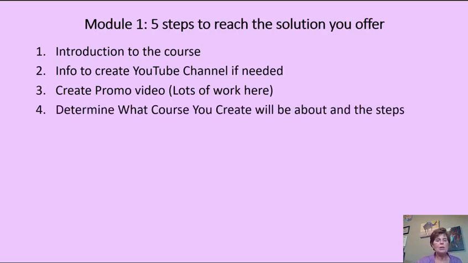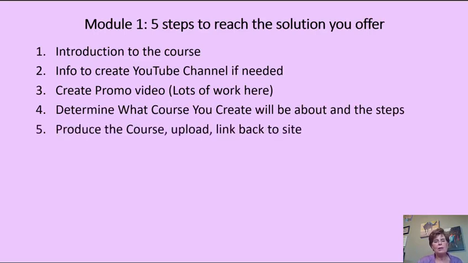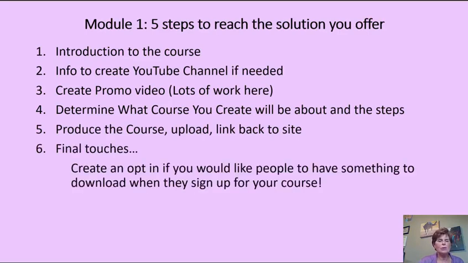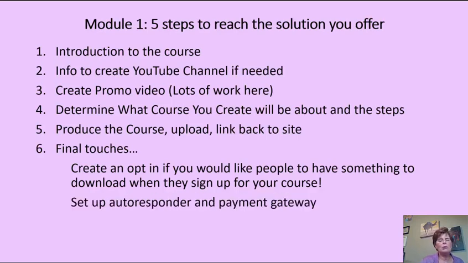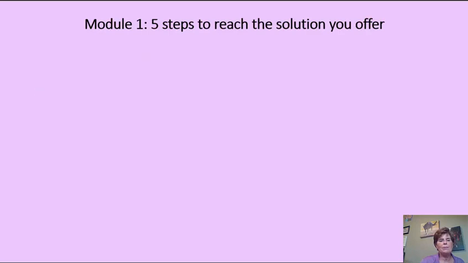And then you need to determine what course you'll create and what it'll be about and the steps. And then, of course, you need to produce the course, upload it, and link it back to your site. And then the final thoughts, so it's 6 modules. And I guess the introduction, I didn't really count as a module. So the final touches are to create an opt-in, if you want people to have something to download, and to set up, talk a little bit about the autoresponder and the payment gateway.